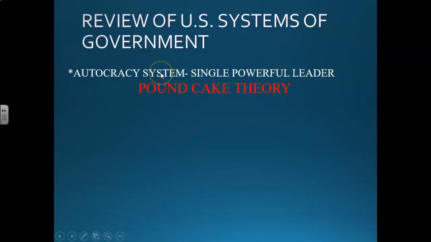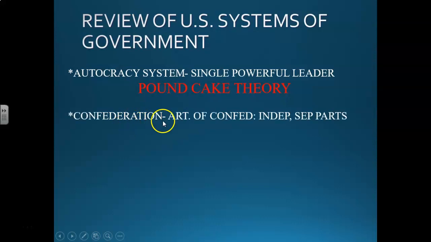Then we broke away and won our independence, and so we created a confederation where we have separate independent parts, kind of like Twinkies. Twinkies are individually wrapped in a box. They are separate and independent from one another. So if you think of each Twinkie as a colony, that's pretty much the cake theory there.